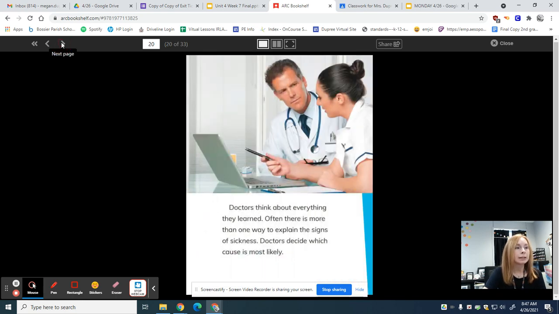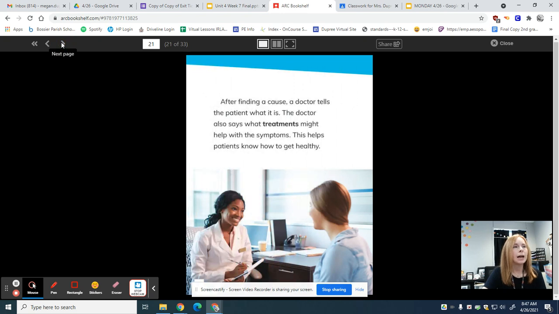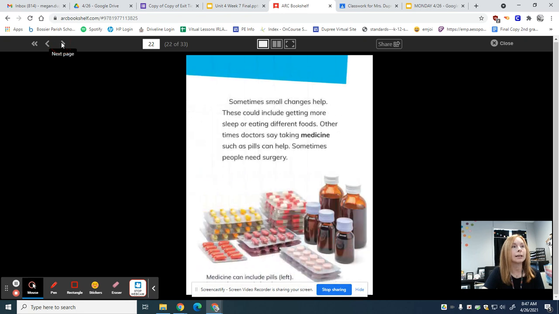Doctors think about everything they learned. Often there's more than one way to explain the signs of sickness. Doctors decide which cause is most likely. After finding a cause, a doctor tells the patient what it is. The doctor also says what treatments might help with the symptoms. This helps patients know how to get healthy. Sometimes small changes help. These include getting more sleep or eating different foods. Other times, doctors say taking medicine such as pills can help.